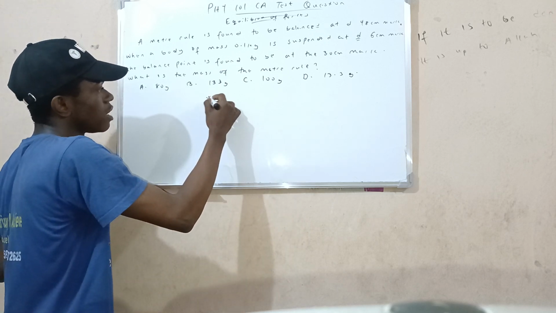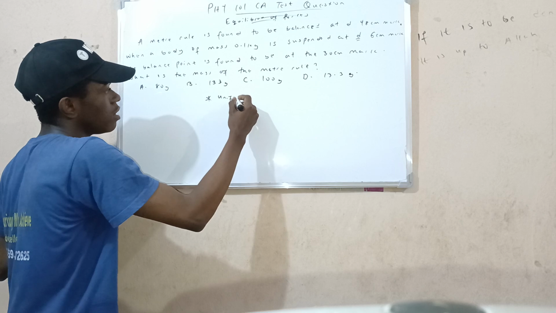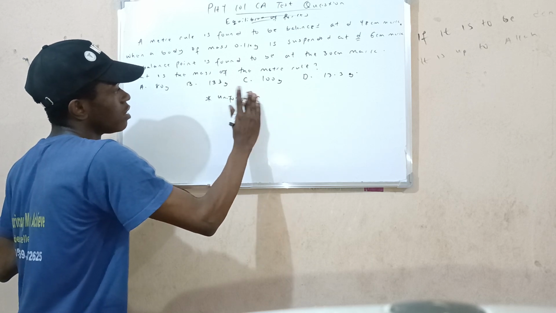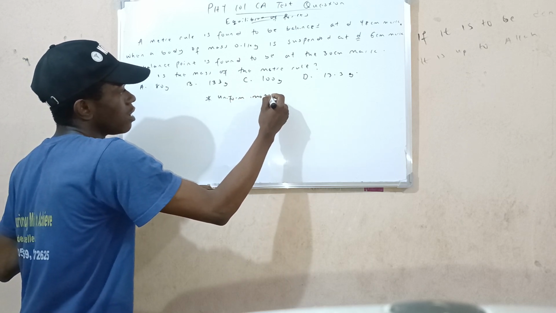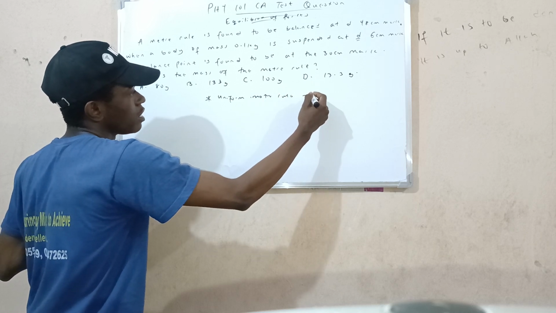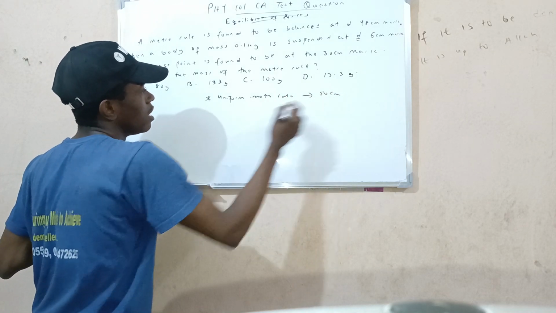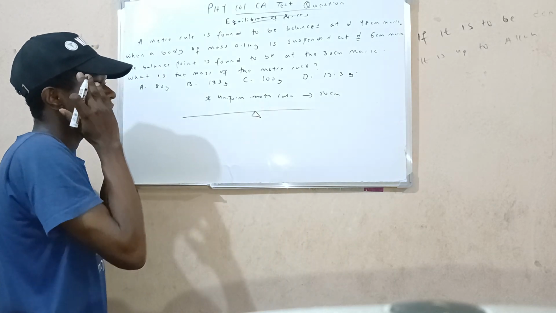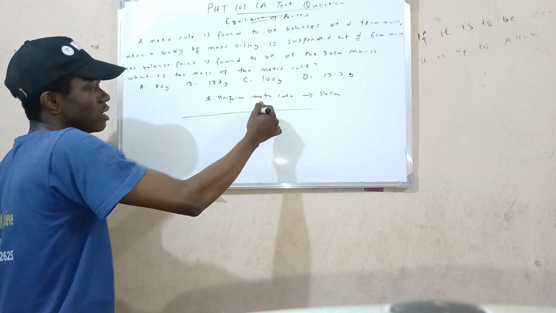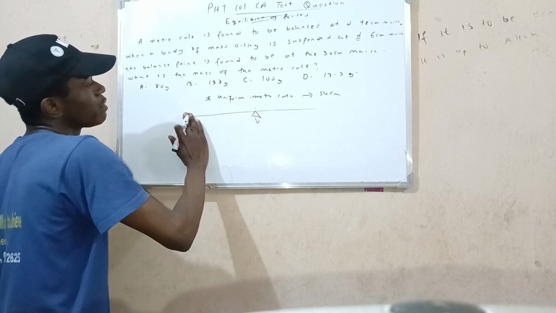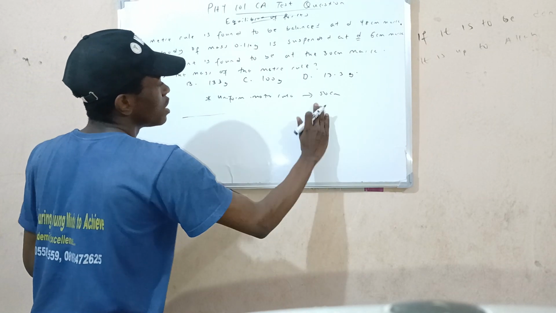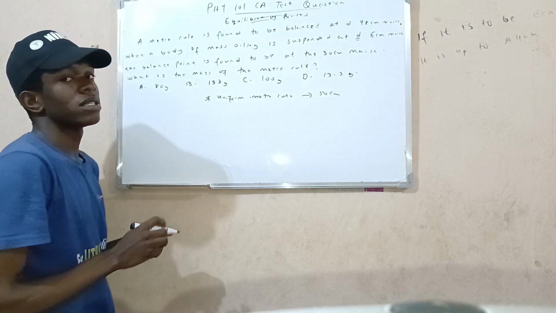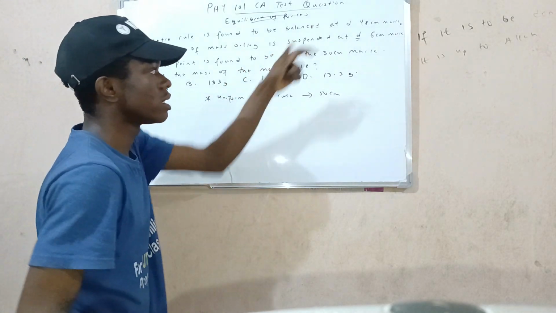If they say uniform meter rule, the uniform meter rule has its balance point at the 50 centimeter mark. Let's say this is a meter rule and you place a knife edge. It's going to balance at the 50 centimeter mark. That means that's where the weight lies. But the meter rule in this question is not a uniform meter rule because the balance point is not at 50 centimeter, it's at the 48 centimeter mark.